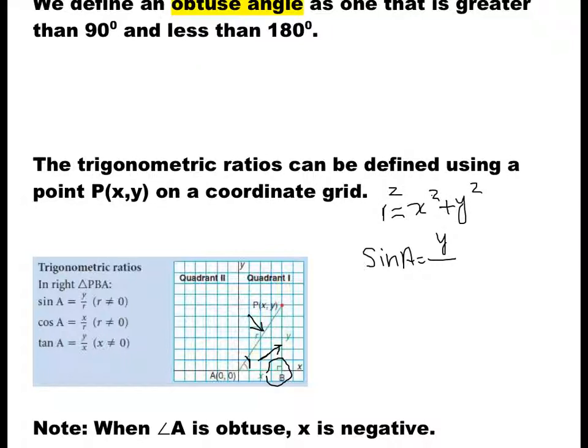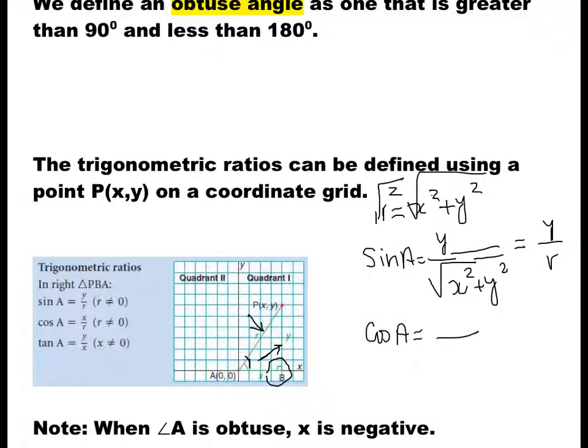This is my R squared. Agreed? The hypotenuse squared is the sum of the squares of the other two sides. So I can say that R is really the square root of X squared plus Y squared. Agreed? So sine A is the opposite, which is Y divided by R, which is the square root of X squared plus Y squared. Or I can simply write Y over R, if you know R is the square root of X squared plus Y squared.